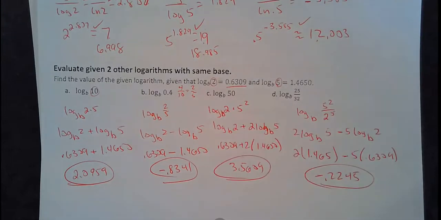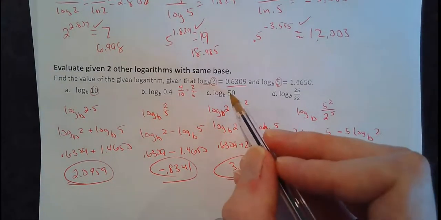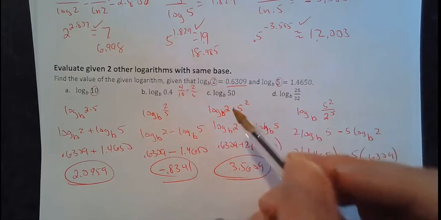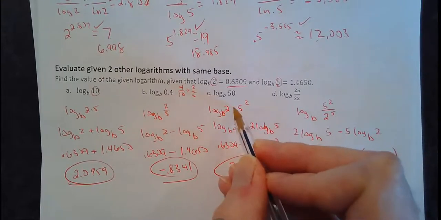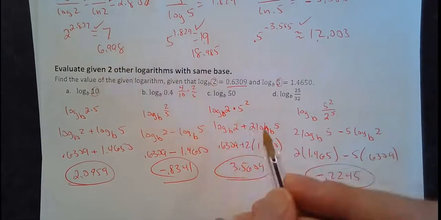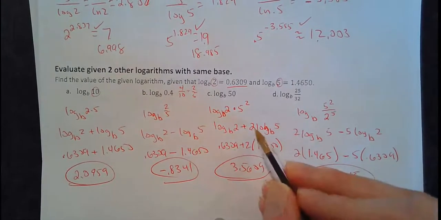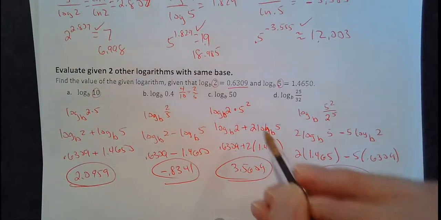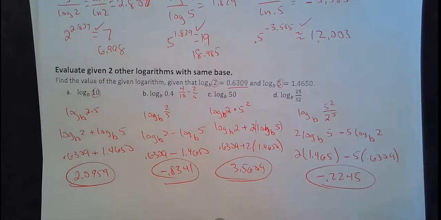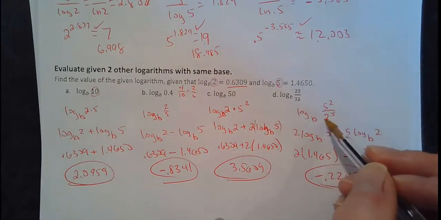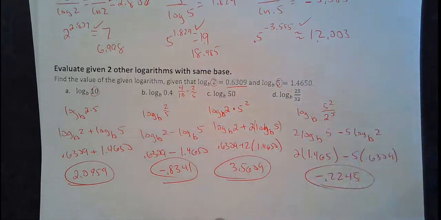Okay, so here's the rest of it. Hopefully you gave it a try. What I did is 50 is the same thing as 2 times 5 squared, 2 times 25. If I split these up, I'm going to take that multiplication, make it a plus, take that exponent out front as a 2, and then it would be 0.6309 and then 2 times 1.465. There's your answer. For 25 over 30, think of that as 5 squared on top and 2 to the 5th on bottom. You can kind of see the rest of it, split it up. Okay, if you have any questions, please let me know.